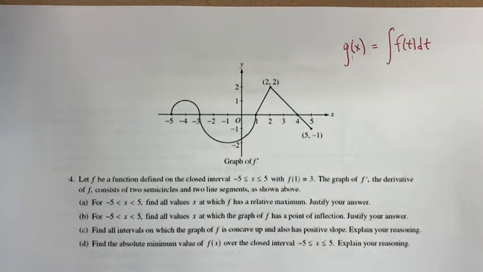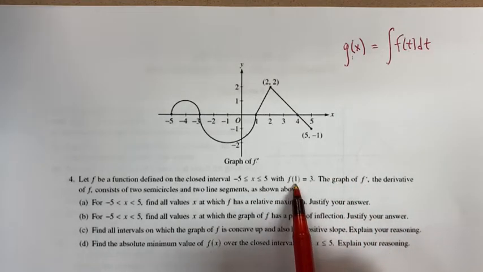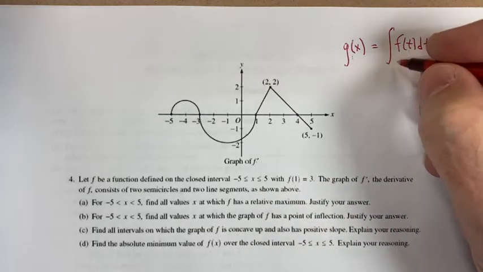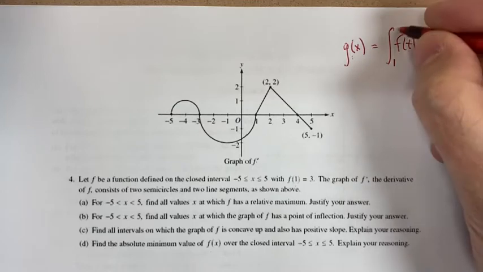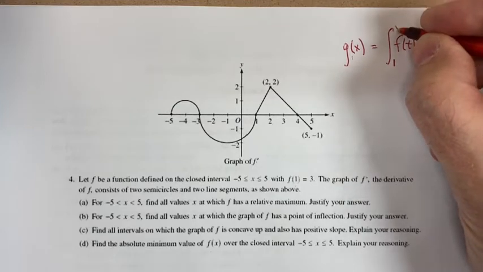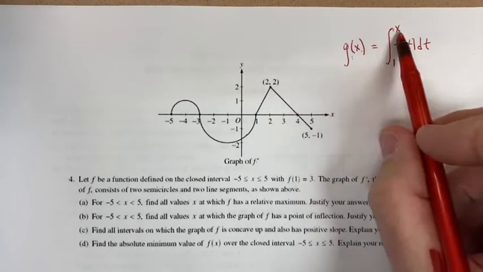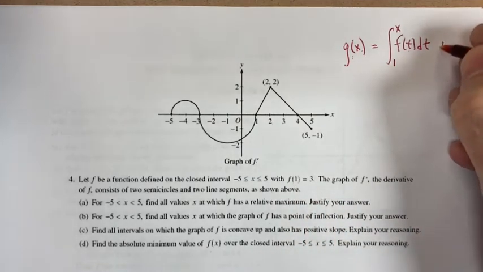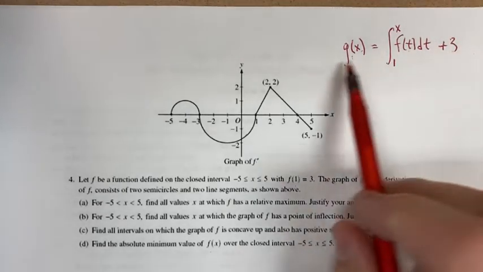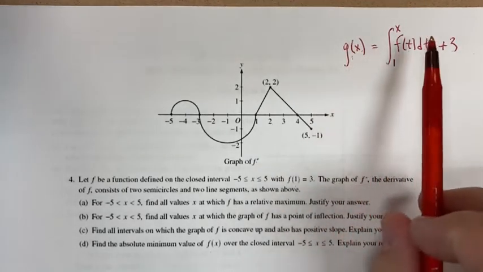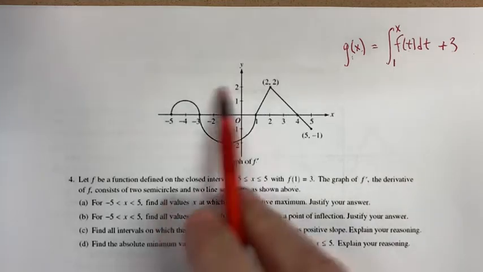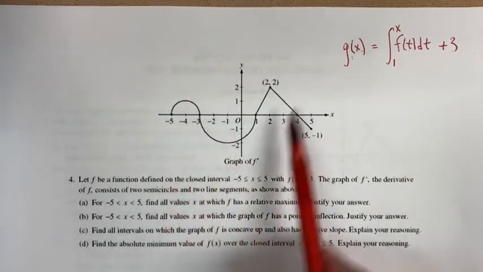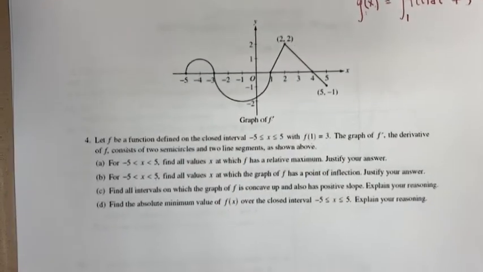But this one's got an initial position of (1, 0), so this integral would go from 1 to x, and there's the x for g of x. And at time equals 1, the position is 0, so we'd add 3. So there's g defined as a function of f. But that's not this. This is f prime. We're making decisions about f.